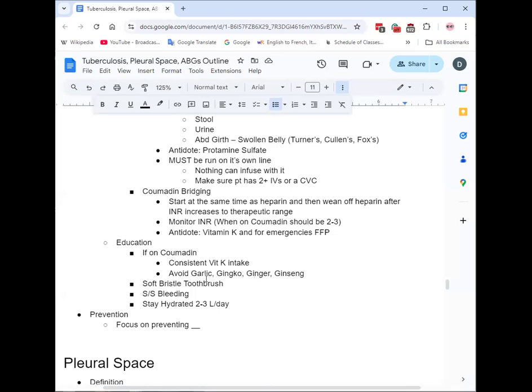And yeah, avoid over-the-counter herbs and stuff. St. John's wort, whatever herb. What do I call them? St. John's wort, something. Root?